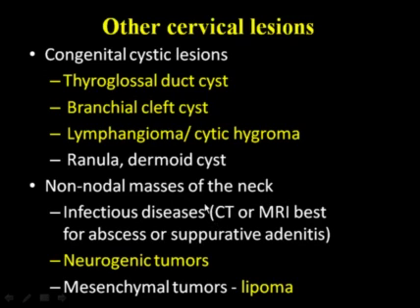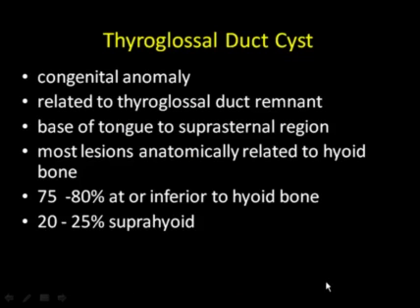Infectious disease processes such as abscesses or suppurative adenitis are better detected with CT or MRI rather than ultrasound, although in children, ultrasound is often the first line study that is ordered. Neurogenic tumors, I'll show you a few examples. I've encountered a few of these in my practice. And mesenchymal tumors, the example that I'll show you is of a lipoma.